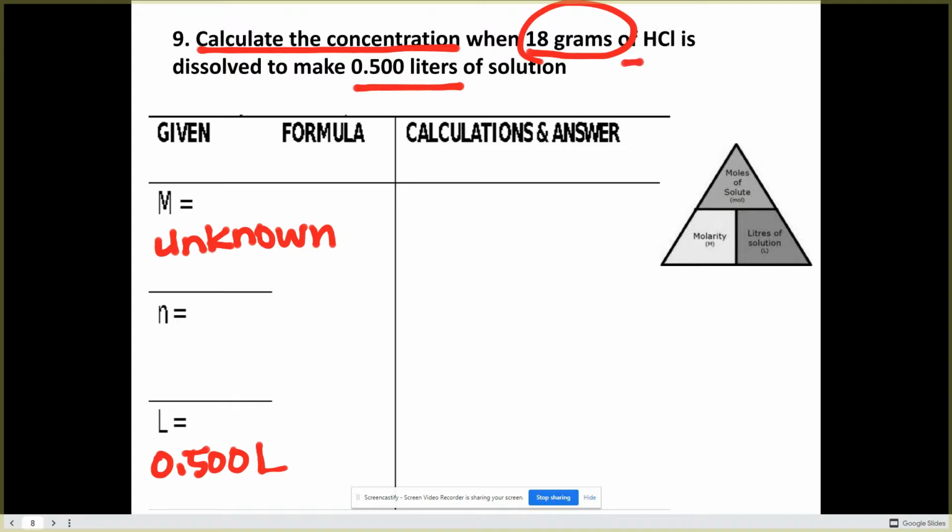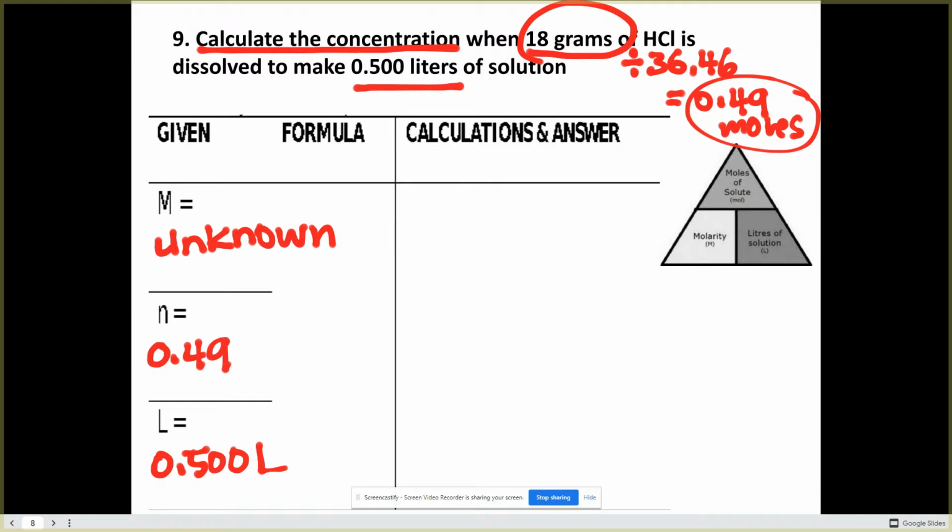So I need to divide this by the molar mass of HCl, which is 36.46. So let's divide 18 by 36.46 and you get 0.49. Okay, and this will be moles. Right, so that's your n. 0.49 moles.